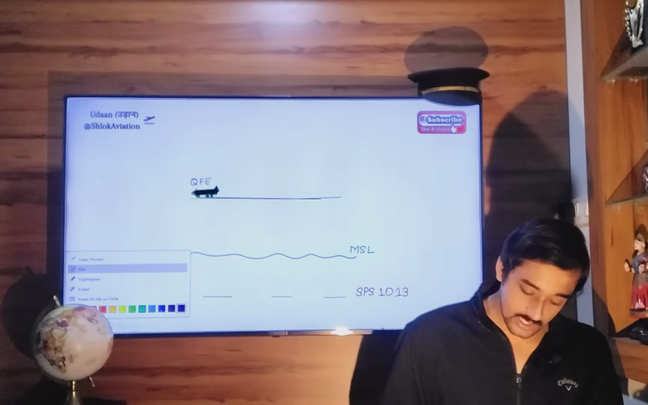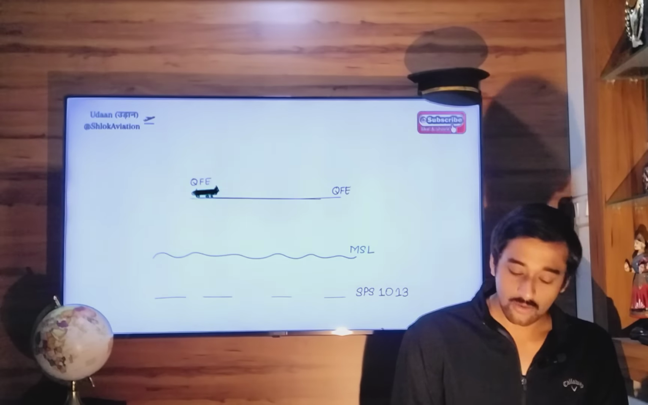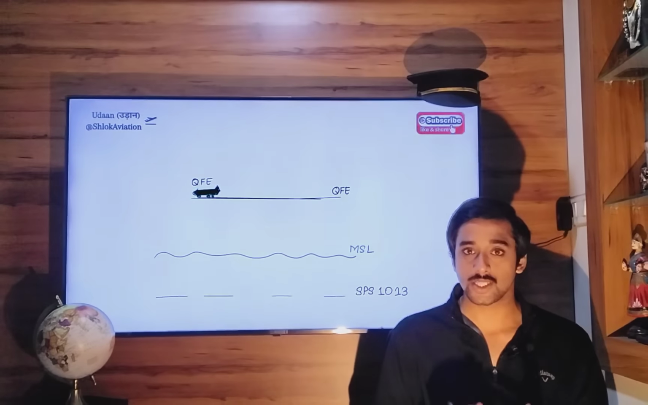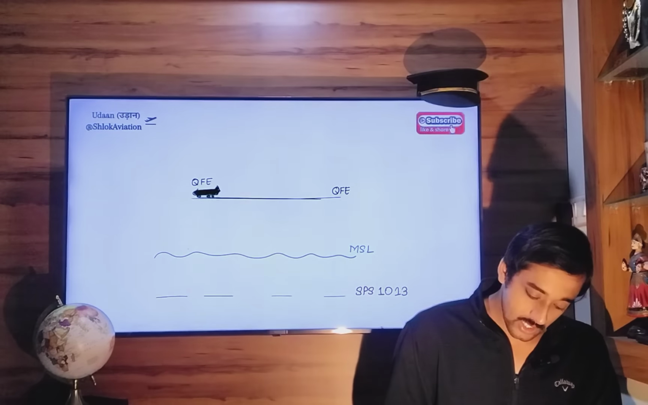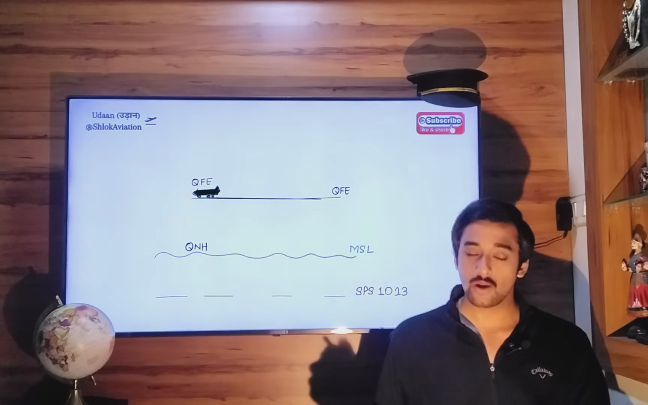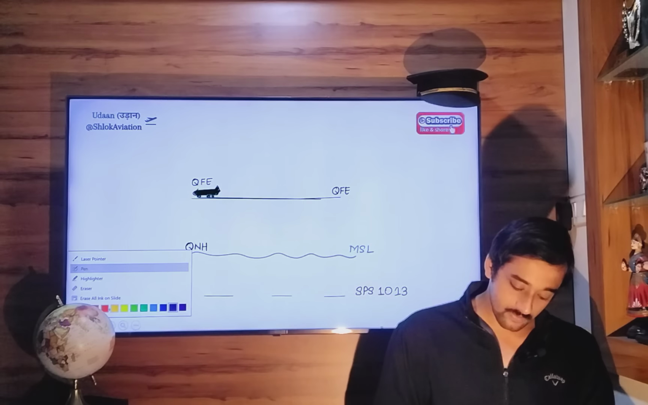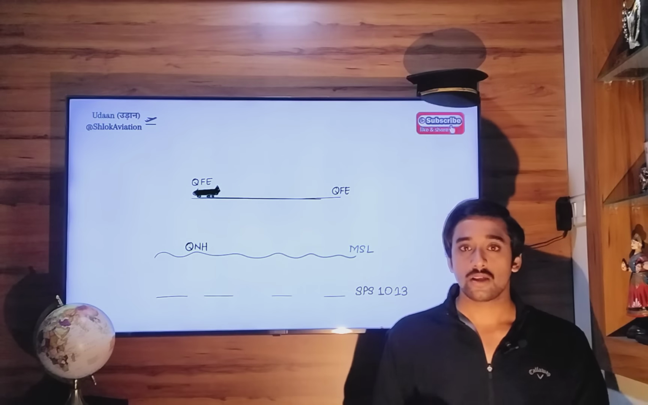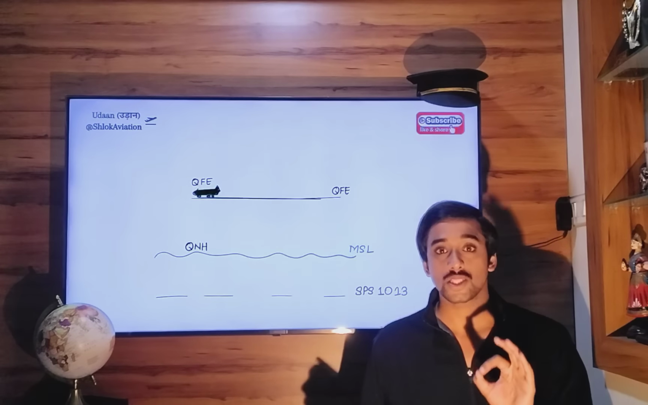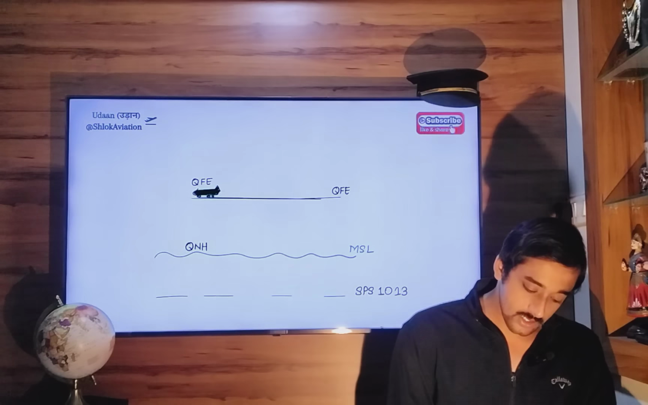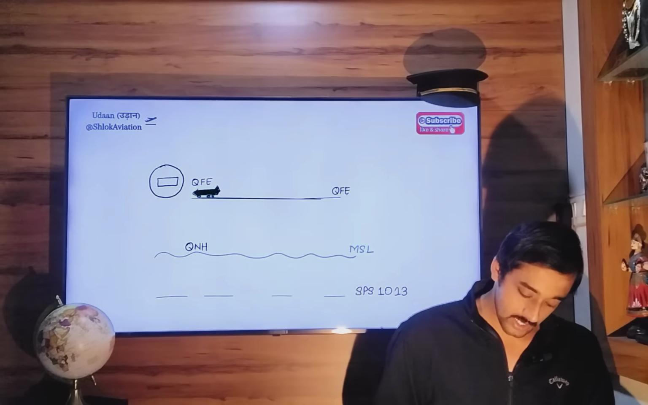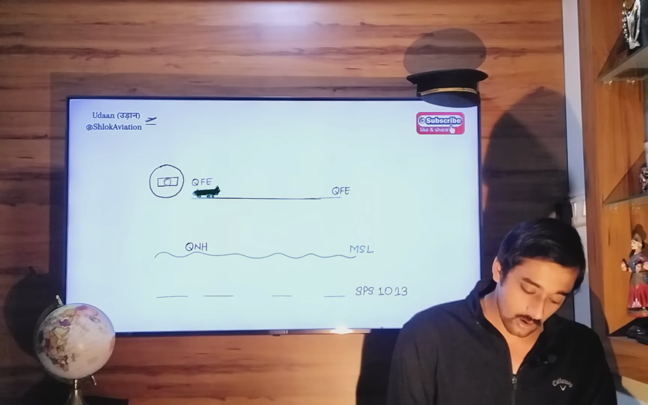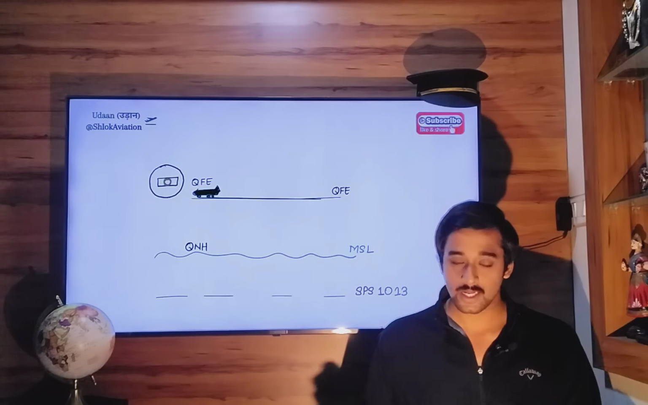Now, what is QFE? QFE is nothing but the aerodrome level pressure. What is QNH? QNH is aerodrome level pressure, which is QFE, reduced to mean sea level. That means converted to mean sea level. So that is your QNH, and this is standard pressure setting 1013. So when you set QFE in the altimeter setting window, the vertical distance shown by the altimeter will be equal to 0 feet, because you are on the ground and you have set QFE in your altimeter setting window.